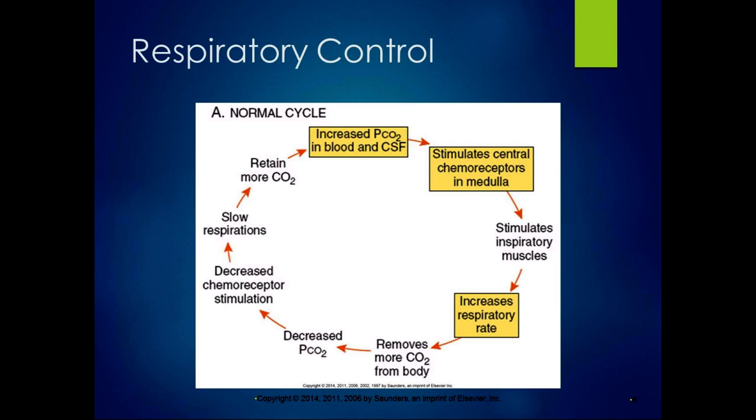So the normal cycle: we have increased partial pressure of CO2. It stimulates the chemoreceptors in the medulla, which stimulates the inspiratory muscles, increases the respiratory rate, removes more CO2 from the body. Decreased partial pressure of CO2 causes decreased chemoreceptor stimulation and slows your respiration, so it retains more CO2. You see how that goes, right around the cycle. So really our reaction to CO2 has more to do with stimulating those chemoreceptors than our reaction to oxygen.